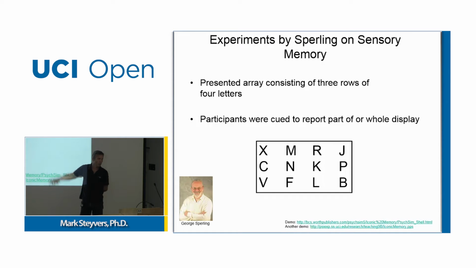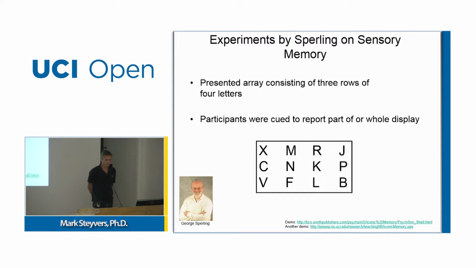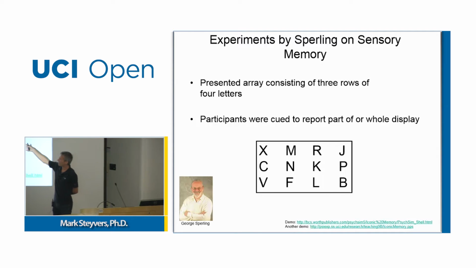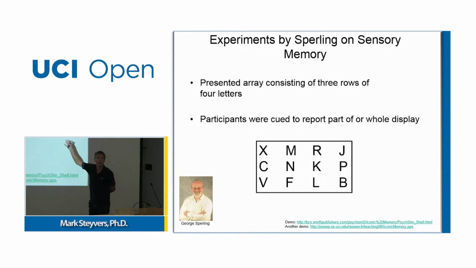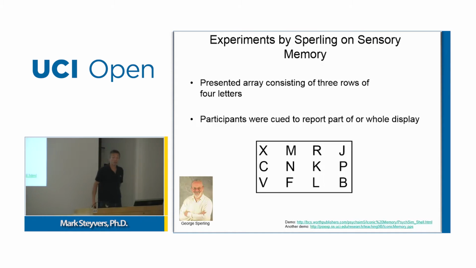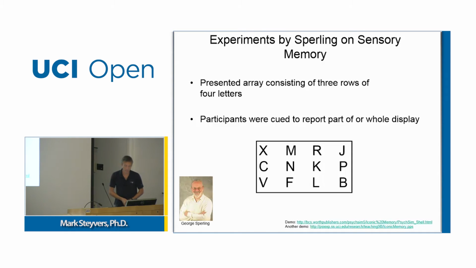So he presented participants in an experiment with arrays of letters, 3 rows of 4 letters. And in this experiment, this array might be shown for a very short amount of time, like 50 milliseconds. And then you have to report any letter that you remember from this display.